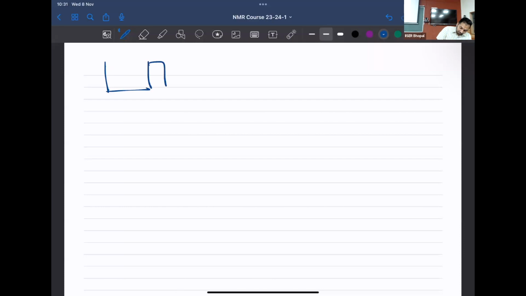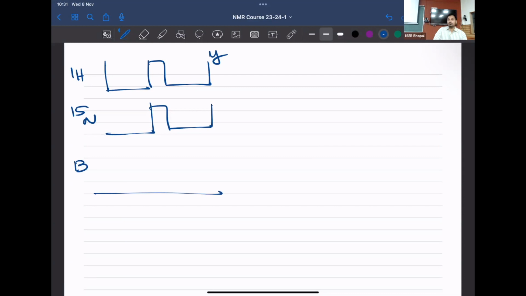Basically, you start with a proton and then you transfer it to the nitrogen, right? And in the carbon, you don't do anything. And then at this point of time, you would have generated something like 2HZ NY, right? So if you stitch yet another INEPT here, where you apply a 180-degree pulse on the carbon, right?